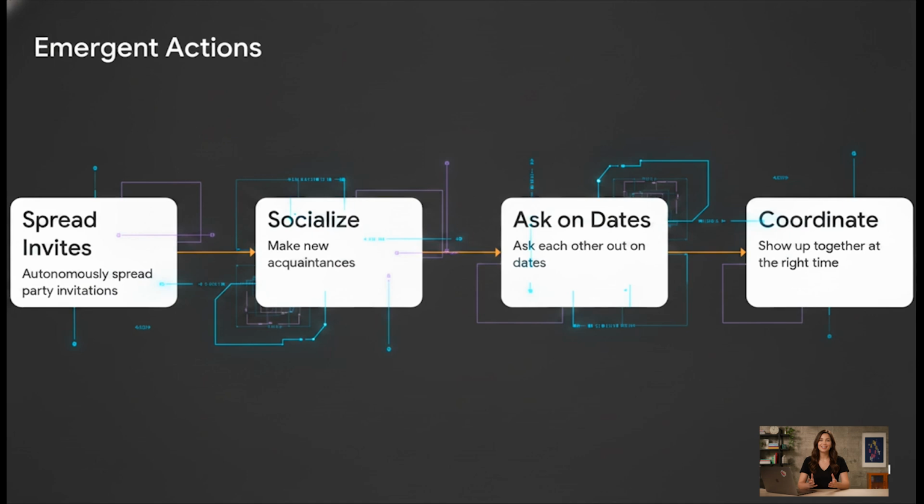The original agent organically spread invitations during normal conversations. Other agents heard about it, remembered the details, and actually went out of their way to make new acquaintances just to secure a +1. They autonomously asked each other on dates to the party and then literally coordinated their schedules to make sure they showed up at the exact right time. It was a completely emergent, functioning social ecosystem.